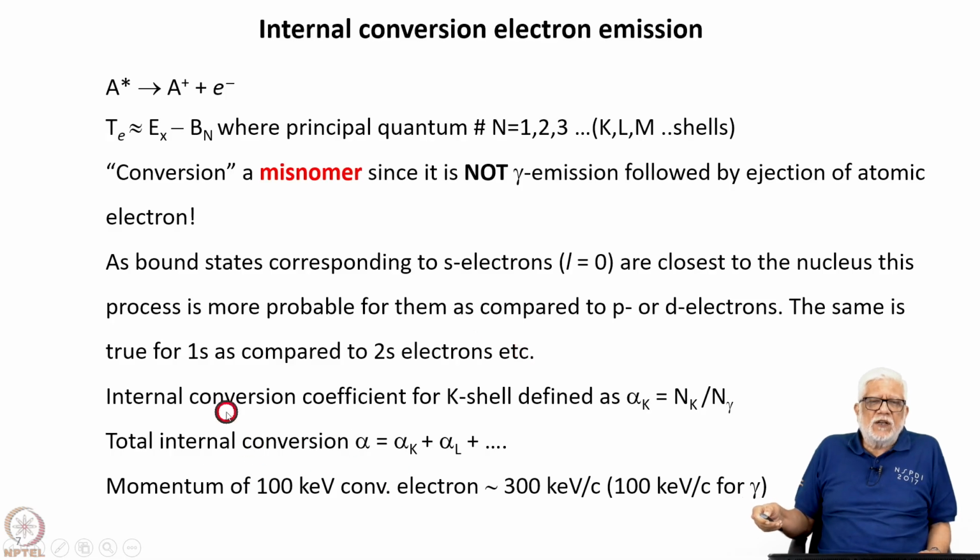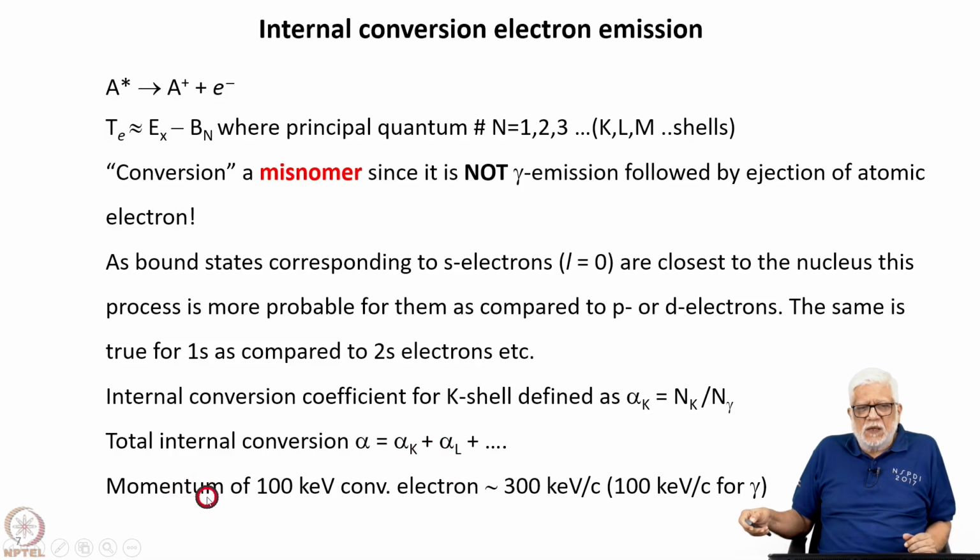Okay, and then the total internal conversion is of course the sum of the conversion coefficients for the K electron, L electron and so on. Of course, if energetically it is not allowed to eject a K electron, as might be the case if the transition energy is lesser than the binding energy of that K electron, then of course you can only have L electron emission and so on.